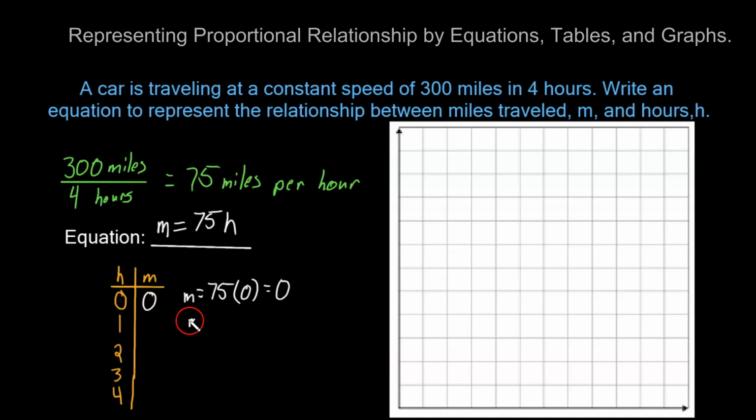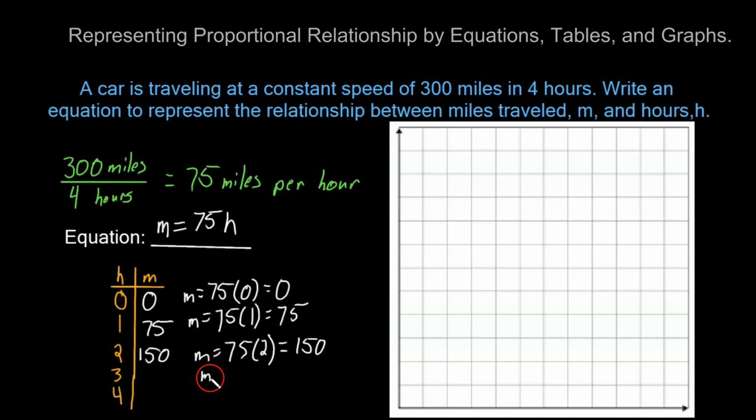Now the same process: m is equal to 75 times 1, and that is equal to 75. When h is equal to 2, m is equal to 75 times 2. We could use some multiplication off to the side, but I'm just going to do it in my head. 75 times 2 is 150, so we put 150 right here. When h is equal to 3, m is equal to 75 times 3, and that is equal to 225. So we put 225 right here.